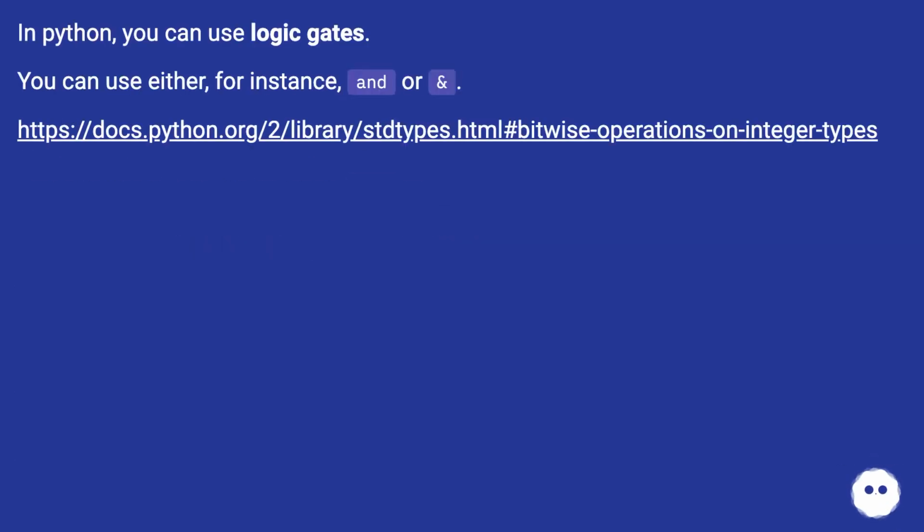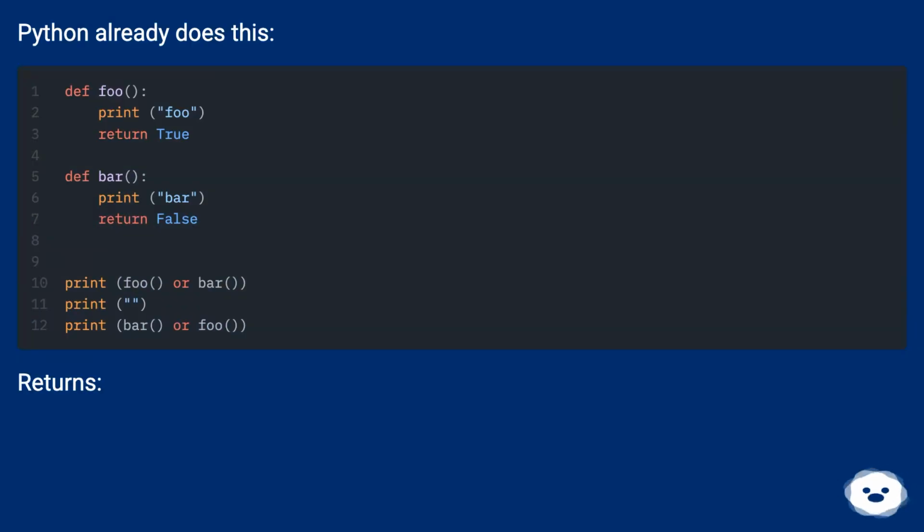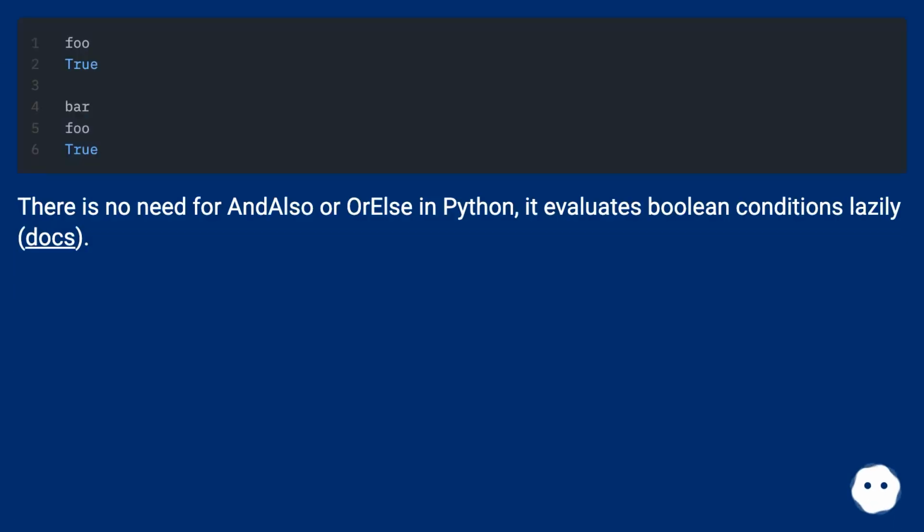In Python, you can use logic gates. You can use either, for instance, or and and. This URL. Python already does this. Returns. There is no need for AndAlso or OrElse in Python. It evaluates Boolean conditions lazily. Docs.